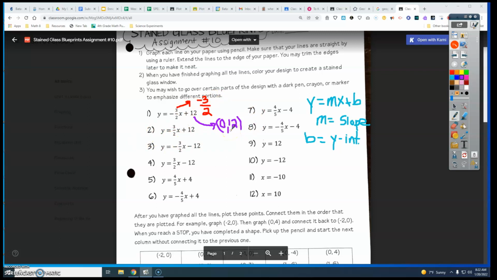And remember, you're not connecting the dots, but you're making these lines. So rise over run, right? Once you start at 12, you're going to rise and run. And we'll talk about that here in a second. So I have this.